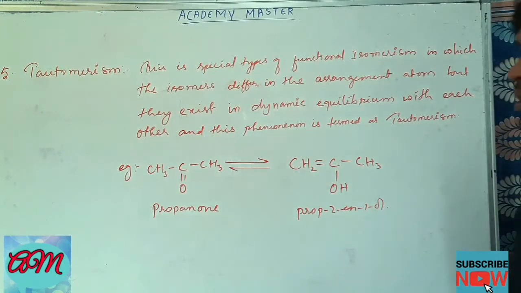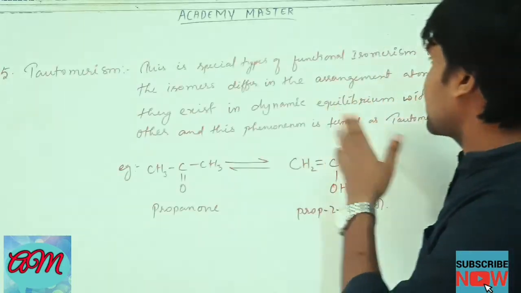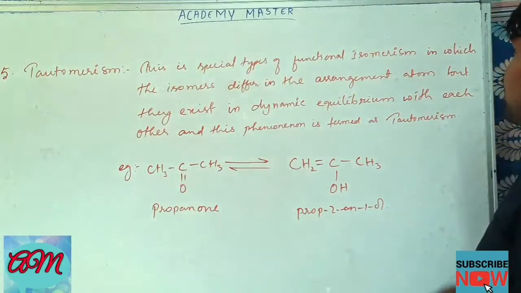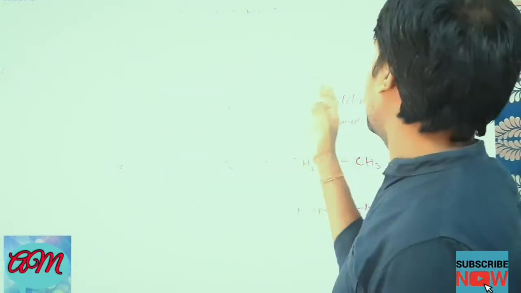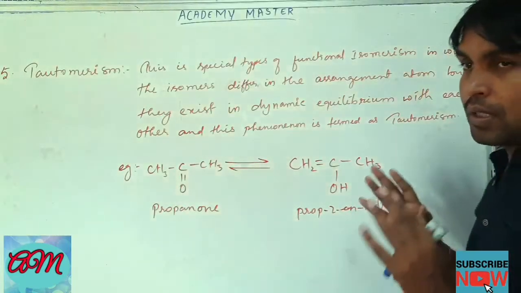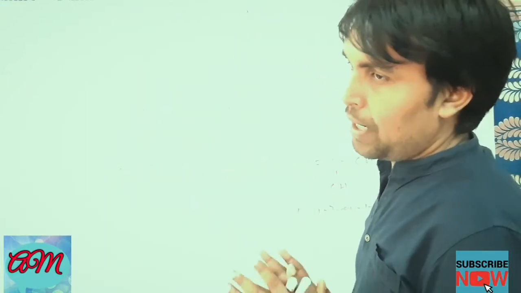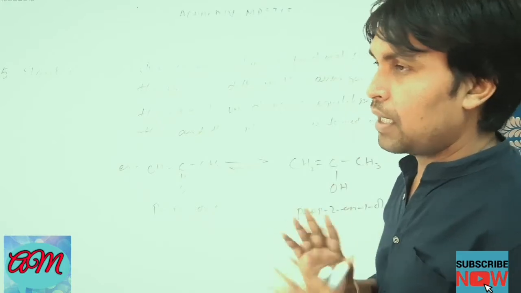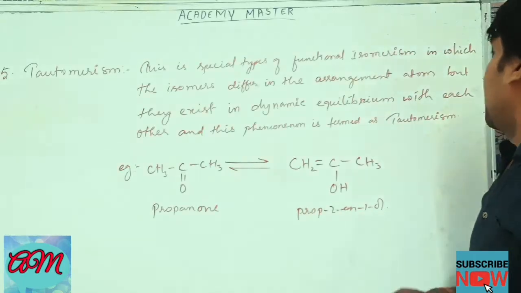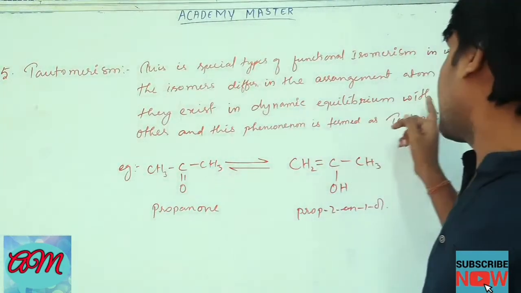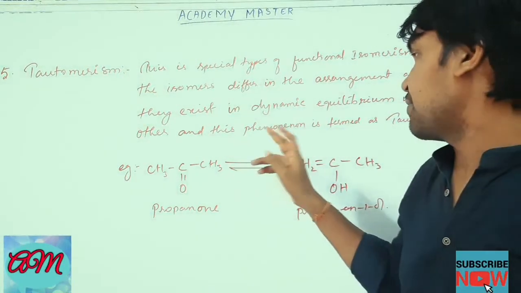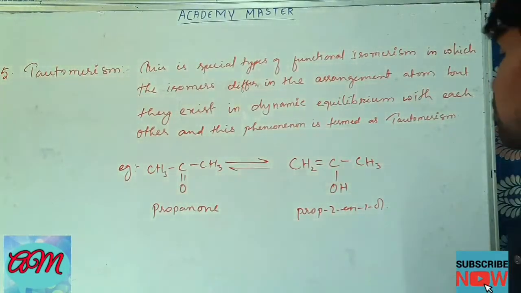The last one is tautomerism. This is a special type of functional isomerism in which the isomers differ in the arrangement of atoms. So in tautomerism you will see that the isomers differ in the arrangement of the atoms, but they exist in dynamic equilibrium with each other, and this phenomenon is termed tautomerism.